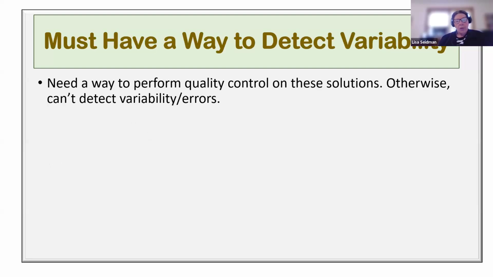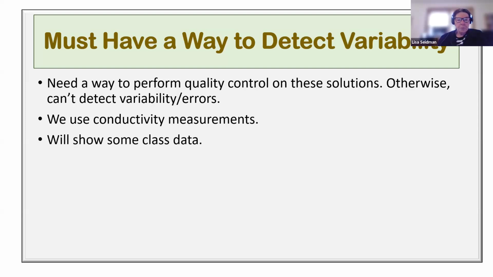This is really important. If we don't perform some kind of quality control on the solutions, we don't know if there was variability and we don't know if there were errors. The way that we do it is with conductivity measurements, and there are conductivity values in the manual as guides. And you could use osmolarity. We've just found that conductivity instruments are cheap. They're easy for the students to use. They can give you a really quick reading, and they work really well for checking out the solutions that students make.